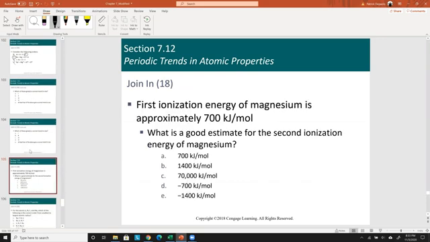Okay. So, first ionization. Cool. So here's one. The first ionization energy for magnesium is approximately 700. What is a good estimate for the second ionization energy? And keep in mind, it's never going to be negative.